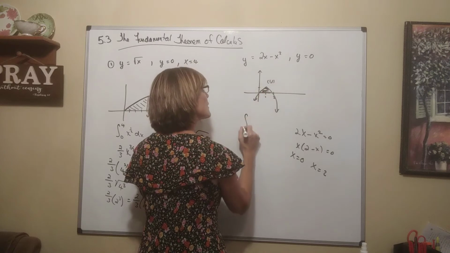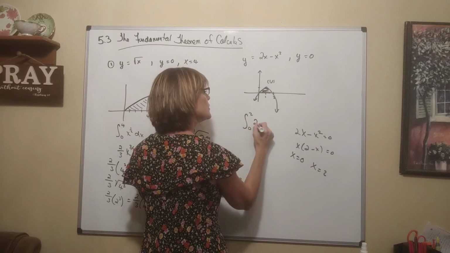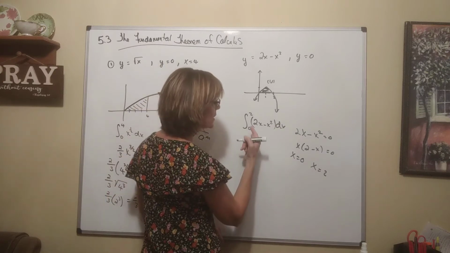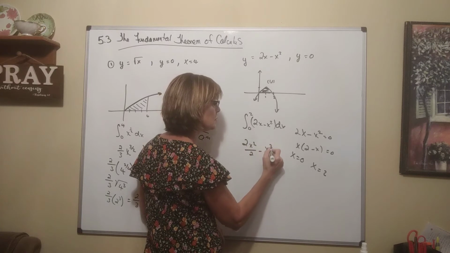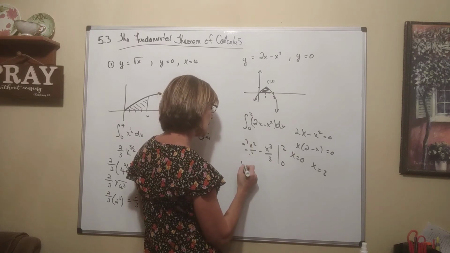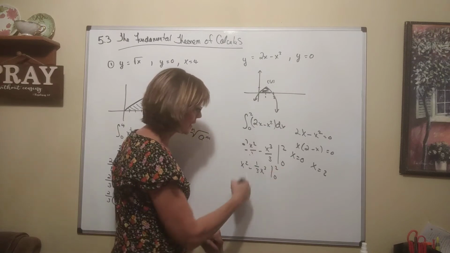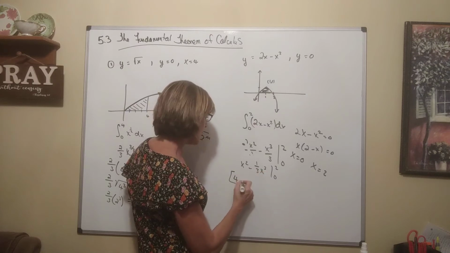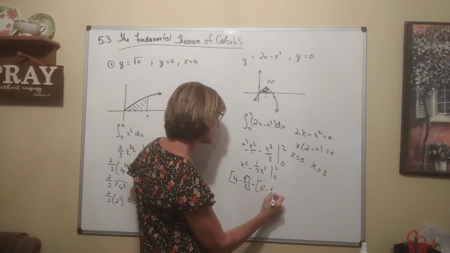So to do this, let's integrate from x is 0 to x is 2 of this curve, 2x minus x squared dx. So this is very easily the power rule. This is 2x squared over 2 minus x cubed over 3 evaluated from 0 to 2. 2 divided by 2 is 1. So this is just x squared minus 1/3 x cubed. So let's plug in the 2. 2 squared is 4. 2 cubed is 8, minus 8/3, minus 0 squared minus 1/3 0 cubed.